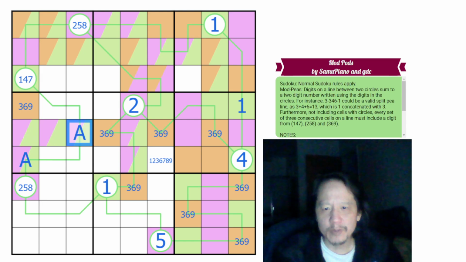So this cannot be pink. This has to be green, which means this is green.